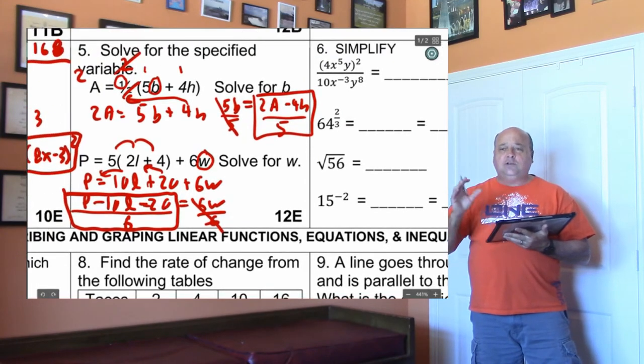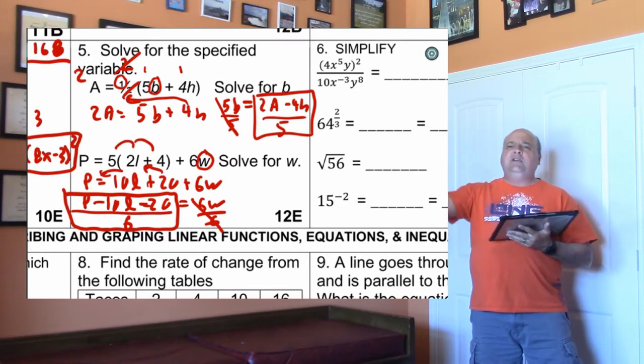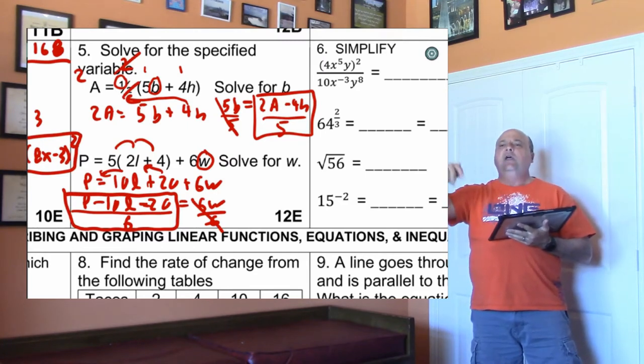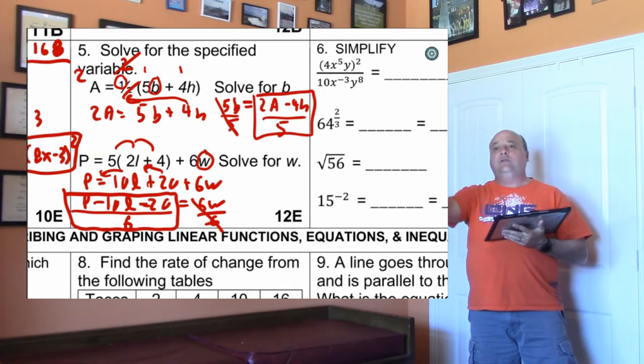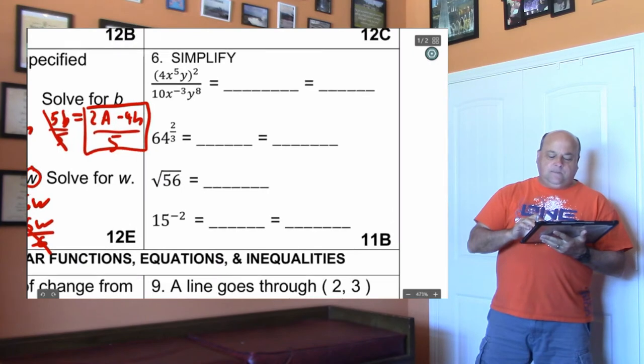These right here are tricky, okay? On the STAR, the formula won't be that hard to solve for the variable. Just make sure when you're moving stuff across that you subtract, right? Or you take the opposite of that number, right? Let's go to number 6.